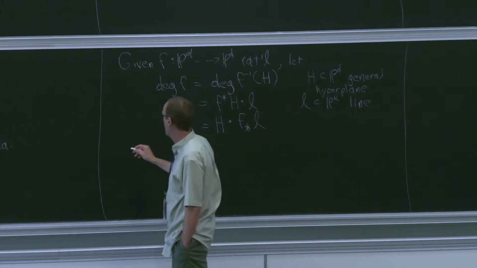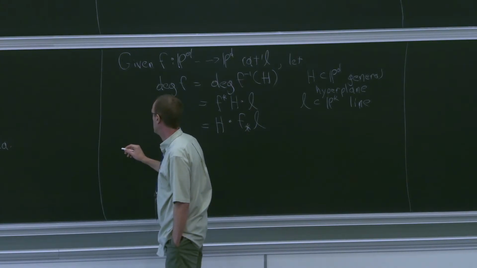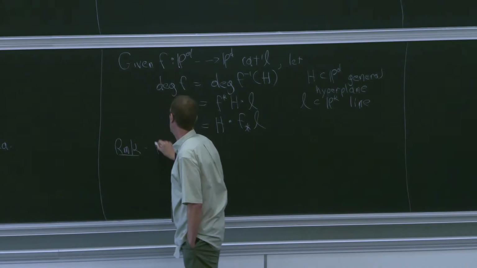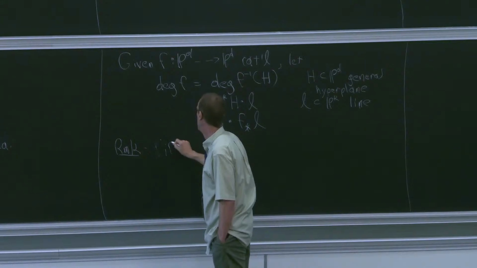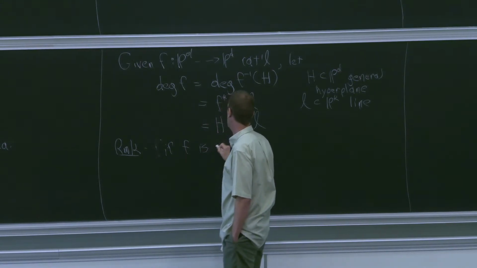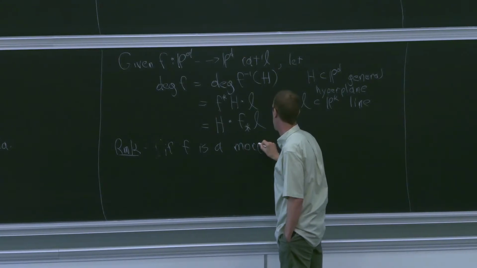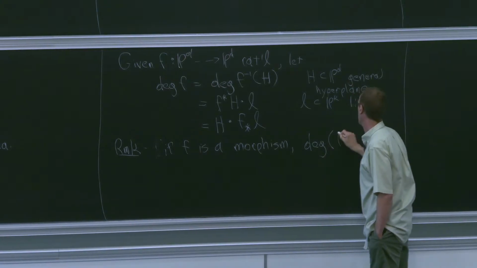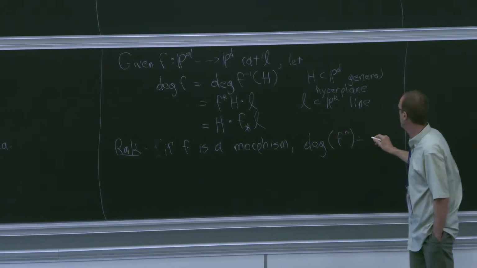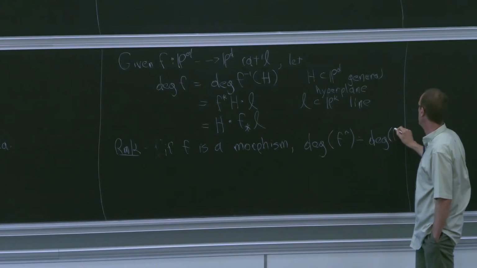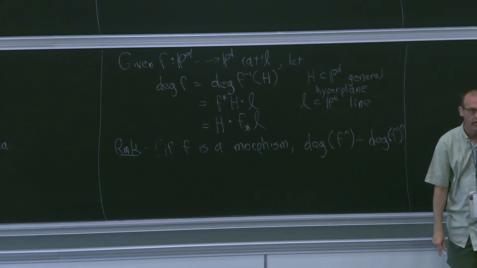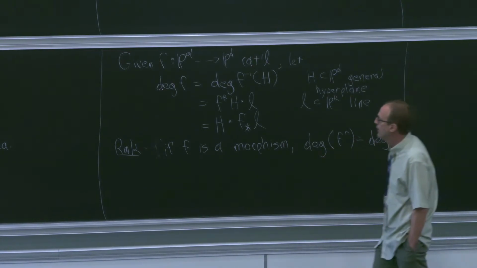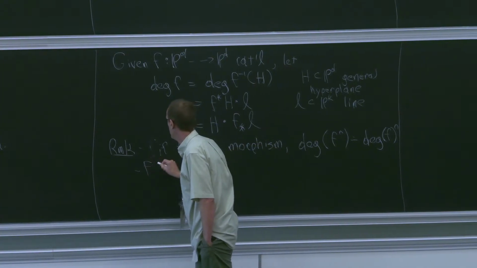All right, so a remark: if f is a morphism, then iteration and degree cooperate very well. We have the condition that the degree of f^n is just the nth power of the degree of f. Okay? Here we're getting into the history.